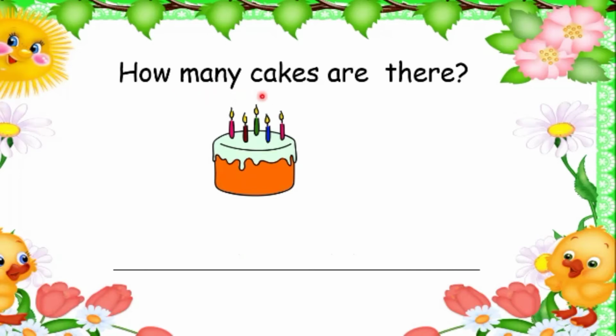How many cakes are there? Do you see in your screen right now? There is one cake. Again, we use there is because there is only one cake in here. Another example.